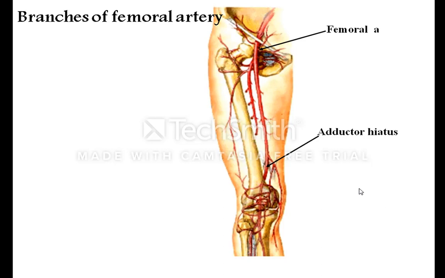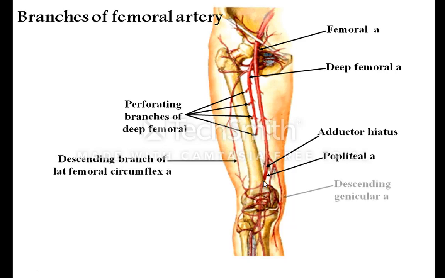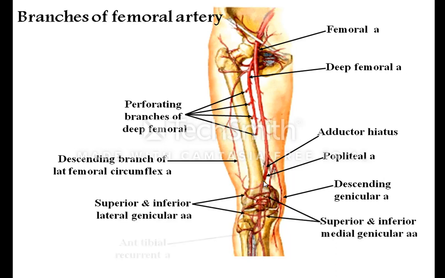So the branches of the femoral artery, as we see here, it is giving these branches. The deep femoral artery, or the profunda femoris artery, which provides these perforating arteries to supply the posterior thigh, and then at the adductor hiatus it terminates and changes into the popliteal artery. And here also we have other distal branches.